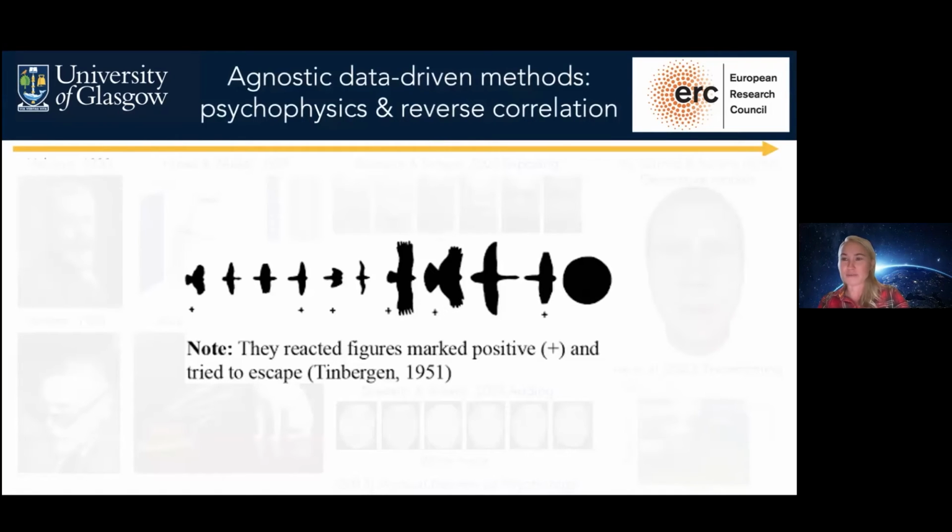So this is a generative model, and then you essentially use reverse correlation to figure out which wing shapes these ground-dwelling animals would be afraid of. We're doing exactly the same thing. So this is classic work, classic methodology, but applied with new technologies that we've developed in Glasgow.